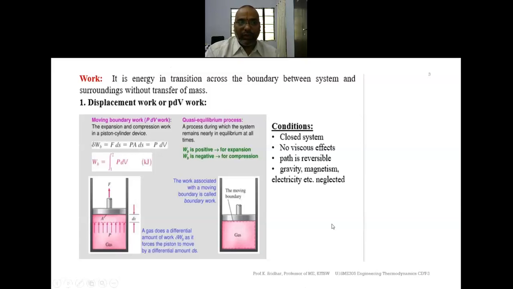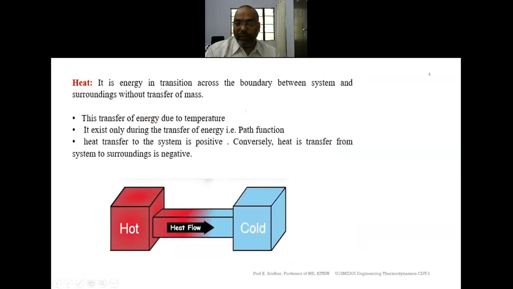That is, W is equivalent to force into dx. Force can be defined as pressure into area. That's why we are able to define the change in work as equivalent to PdV. So the work is equivalent to the integration of PdV from the initial state 1 to the final state 2. And what are the conditions? It is a closed system, no viscous effects, path is reversible, and gravity, magnetism, electricity concepts are neglected whenever we are considering the displacement work or the PdV work.